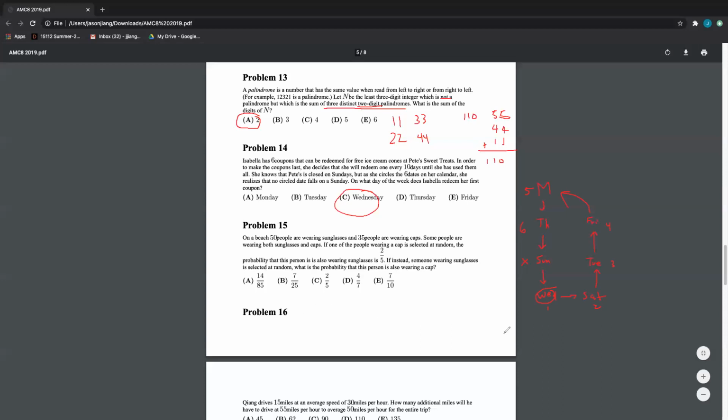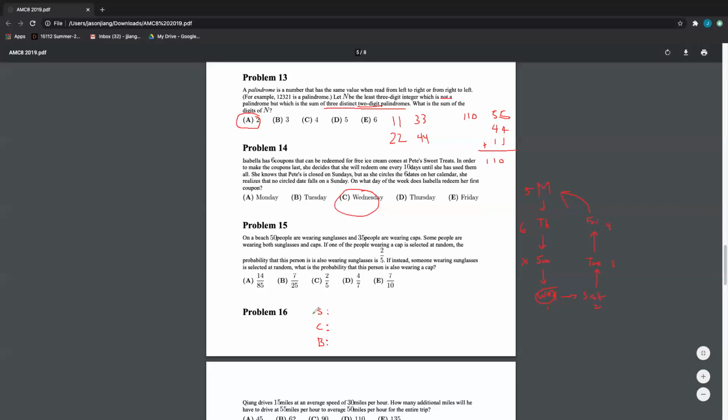This is a bit similar to the last problem that we did with the Venn diagram, but we won't use a Venn diagram. I don't think we need to. And just have sunglasses, caps, and both.